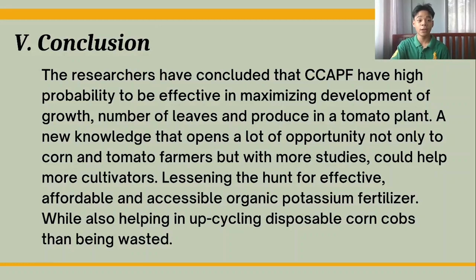Right there, the researchers concluded that CCAPF has high probability to be effective in terms of maximizing development of growth, number of leaves, and produce in tomato plant. A new knowledge that opens a lot of opportunity not only to corn and tomato farmers, but with more studies could help more cultivators. Lessening the hunt for effective, affordable, and accessible organic potassium fertilizer, while also helping in upcycling disposable corn cobs rather than being wasted.